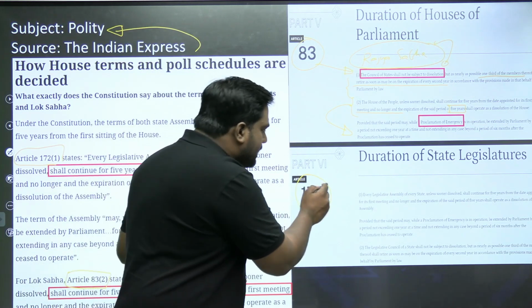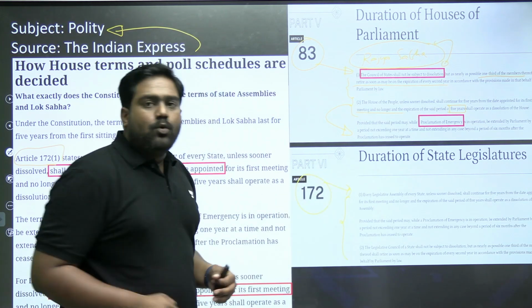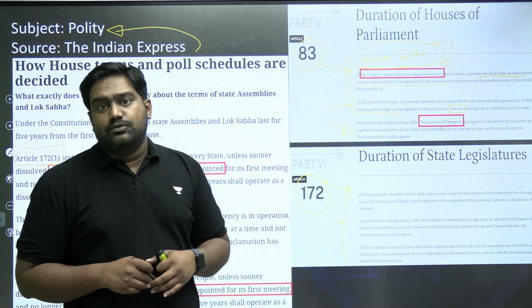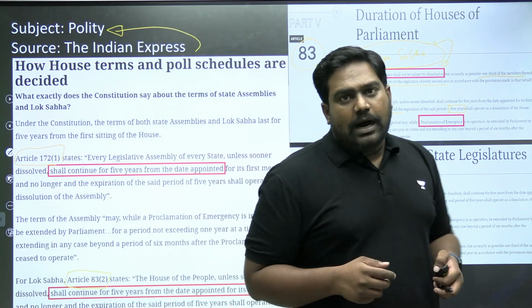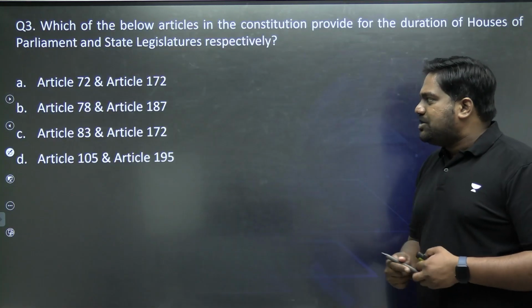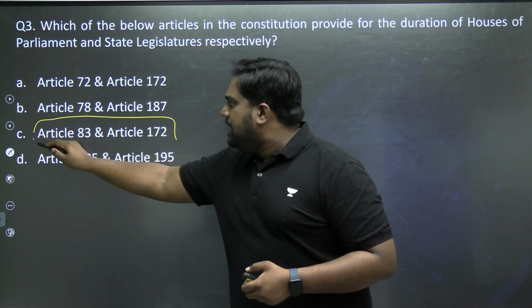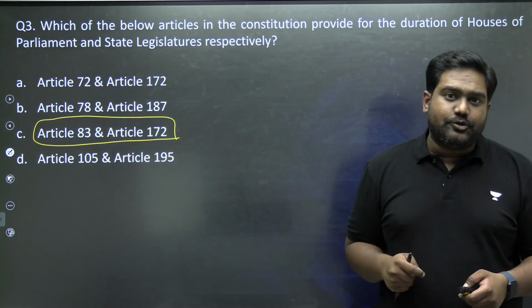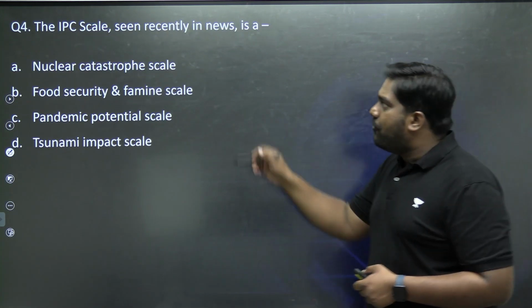Similarly, Article 172 provides for the duration of your state legislature and also the legislative council. So these are the two articles. Now coming back to the question, the right answer would be option C, Article 83 and Article 172. Let's look at question number 4.